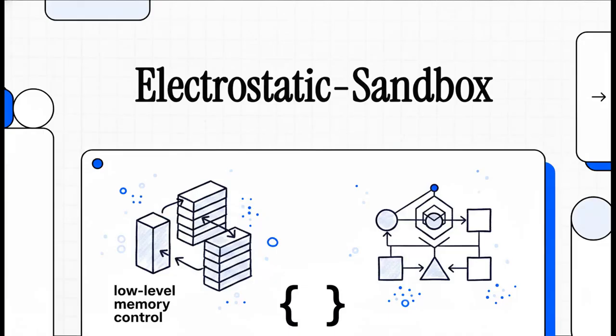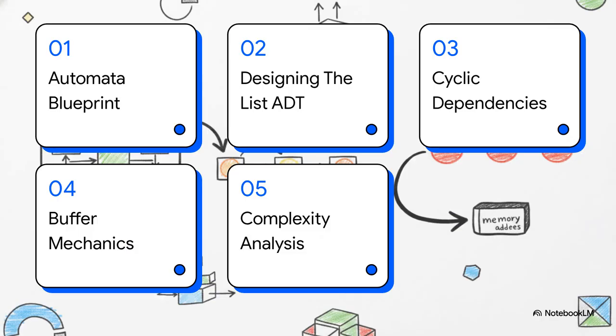Welcome to this explainer. Today, we're going to unpack exactly how one specific library, the electrostatic sandbox, brilliantly pulls this off. We're going to look directly at its source code, and as you'll see, it just seamlessly blends low-level memory control with some truly high-level architectural design. Okay, let's dive right into this.